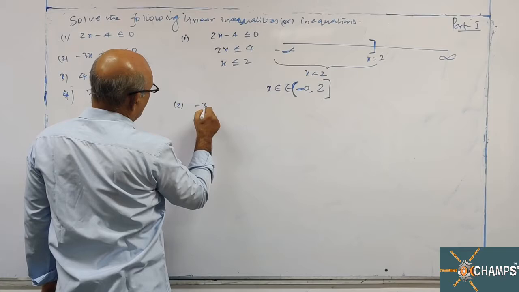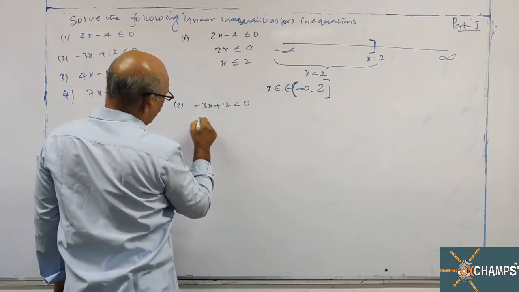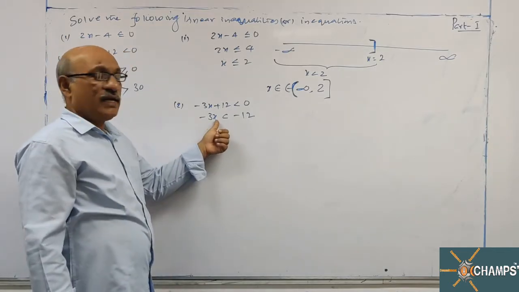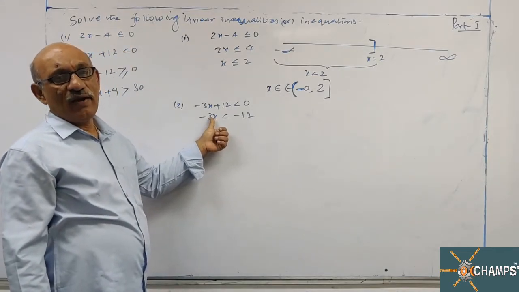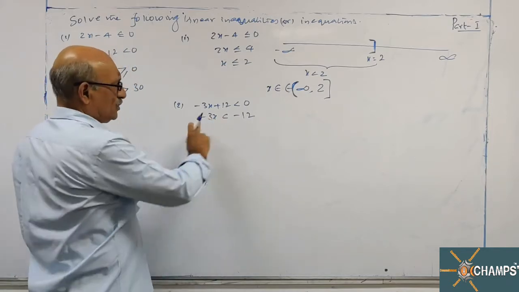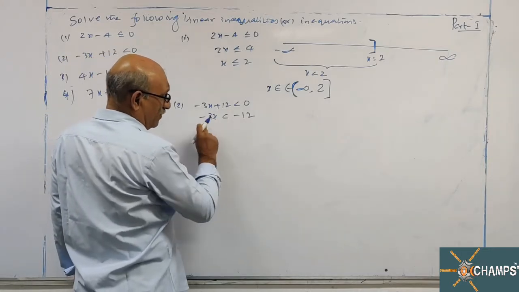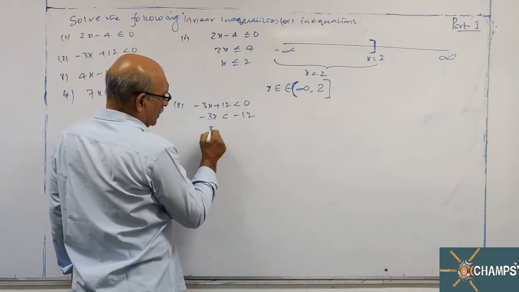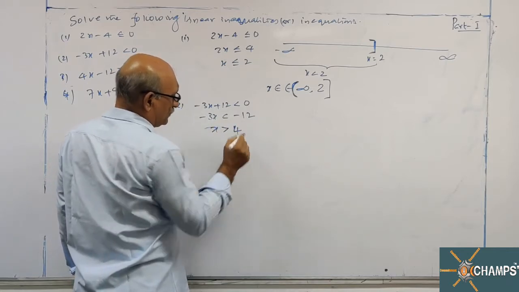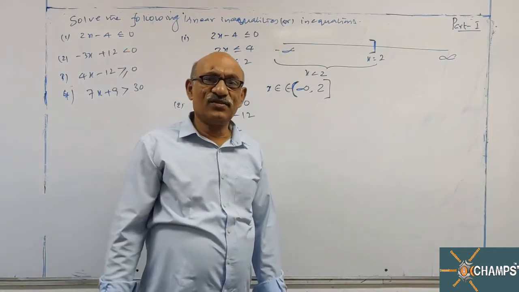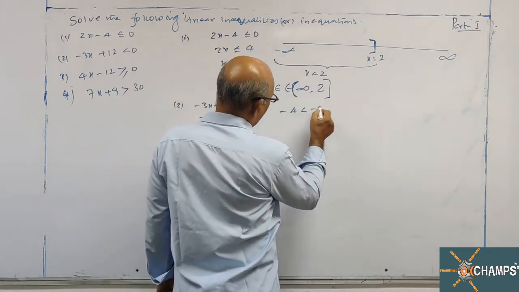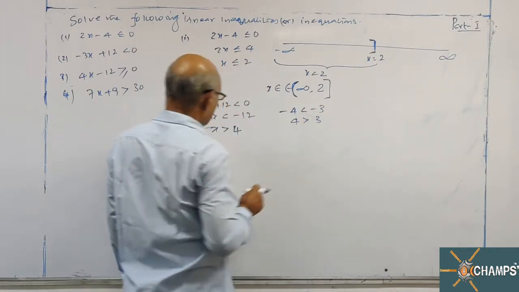Second one. Minus 3x plus 12 less than 0. Minus 3x is less than minus 12. Now remember, when you are solving a linear inequality, the coefficient of x should be positive. So divide by minus 3. So this is x greater than 4. When you multiply or divide with a minus sign, the inequality will change. Look at this, sir. Minus 4 is less than minus 3, but 4 is greater than 3.